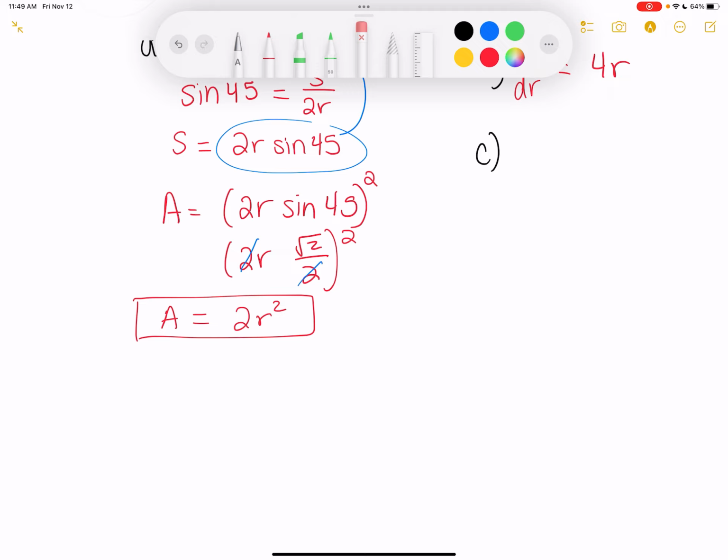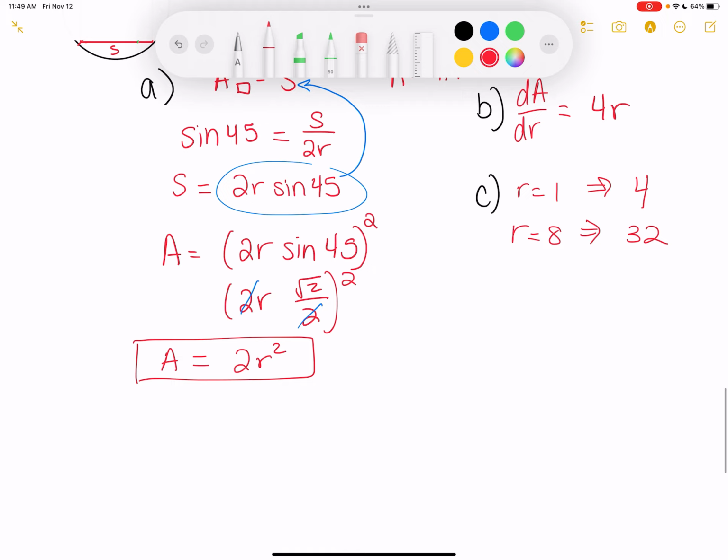Alright. So then C says to evaluate the rate of change of A at r equals 1 and r equals 8. So when r is equal to 1, we have 4 times 1, which is just 4. And when r is equal to 8, you've got 4 times 8, which is 32. And then if r is measured in inches and A is measured in inches squared, what units would be appropriate for dA/dr? And that would again just be inches.